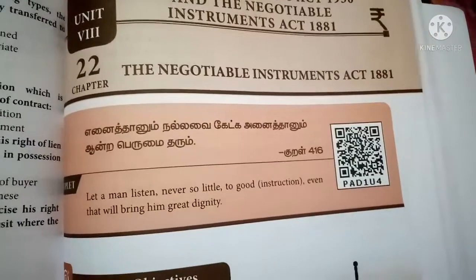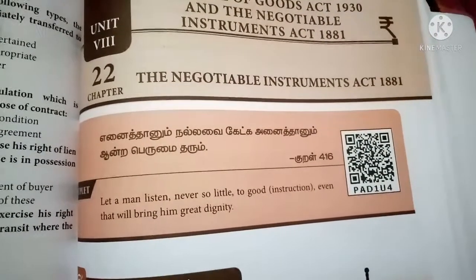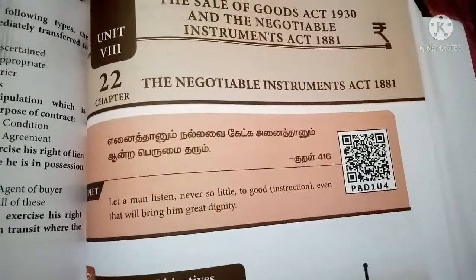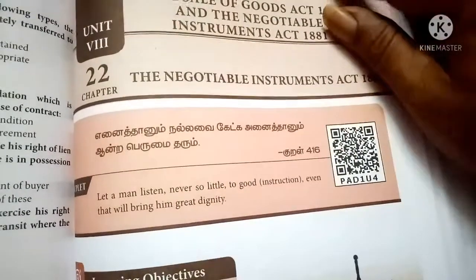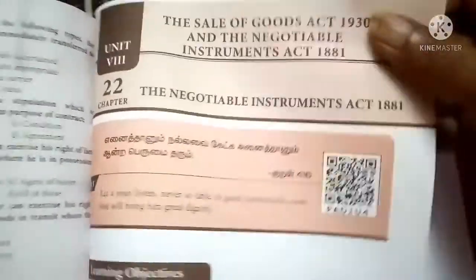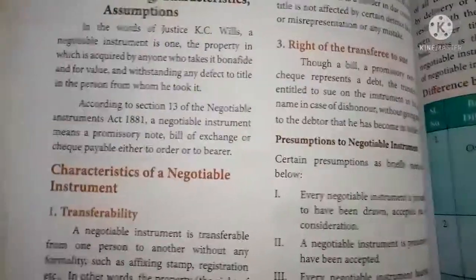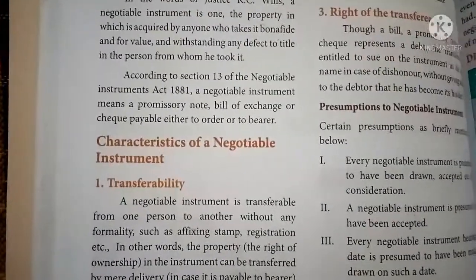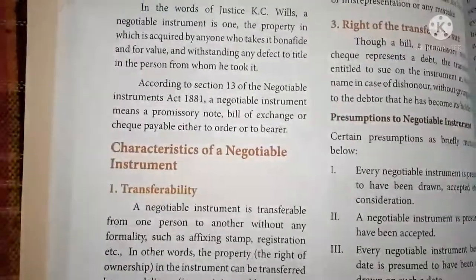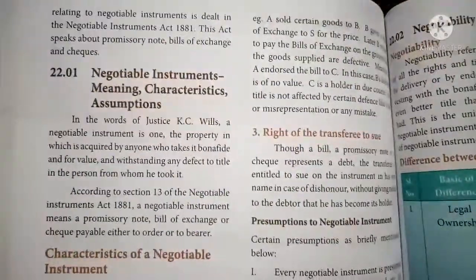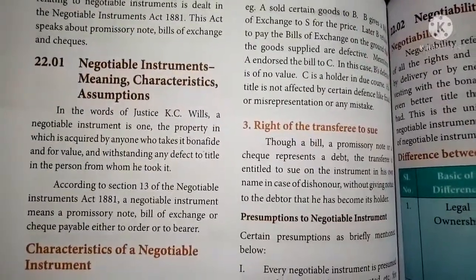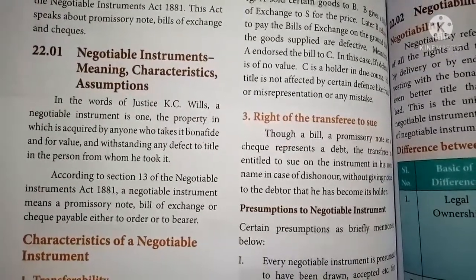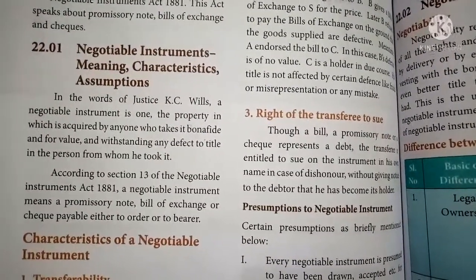Good morning students. Today we discuss a new chapter in 12th commerce, the Negotiable Instruments Act, 1881. In this chapter we discuss the meaning and definition of negotiable instrument, and also the difference between negotiability and assignability. In this video, first we discuss the meaning, characteristics and presumptions of negotiable instruments.